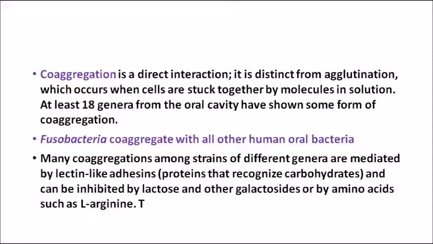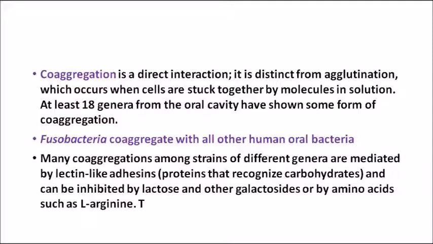At least 80 genera from the oral cavity show some form of co-aggregation. When you talk about co-aggregation, the first bacterium you should remember is Fusobacterium. Why is Fusobacterium important? It can co-aggregate with all the other human oral bacteria. So whenever you see a clump or an aggregation of bacteria, you should suspect a Fusobacterium inside that mass, because it can co-aggregate with all the other bacteria.